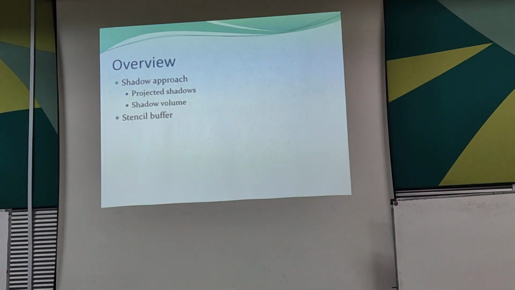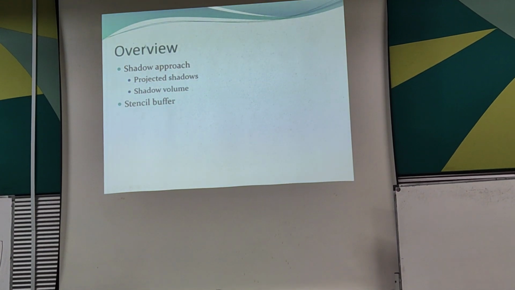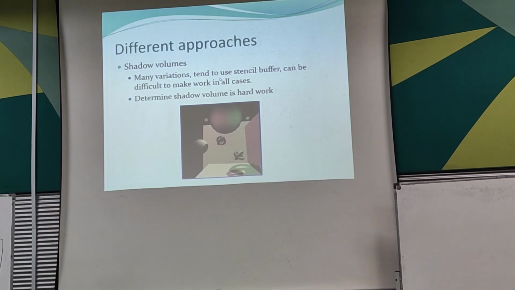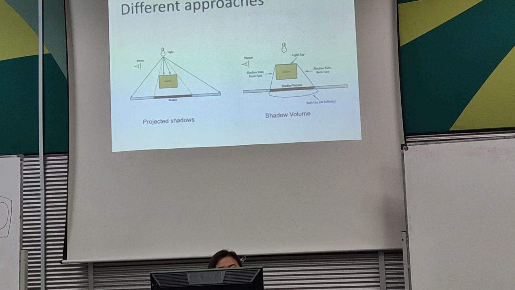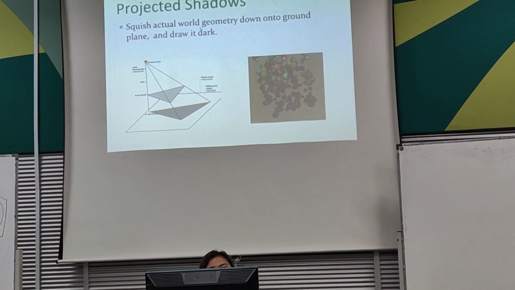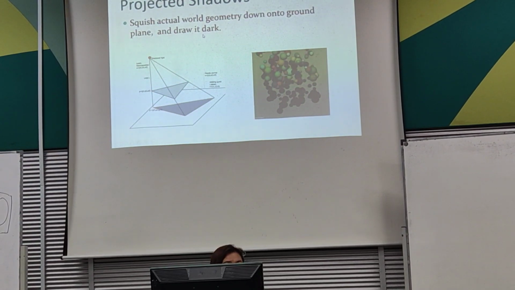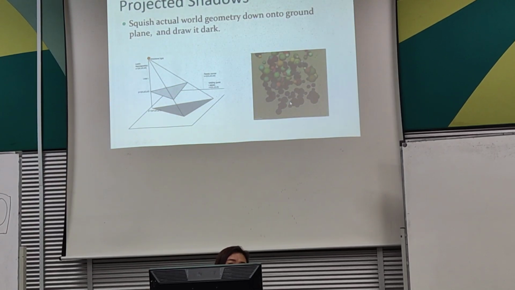So the two techniques are projected shadows and shadow volume. In your exercise later, we will implement the projected shadow, which is the most simple, fast and easy technique. What you have to do is squish the actual object onto the ground, and then you just make it dark. Draw it in black or gray color. Make it dark, then it will become your shadow.